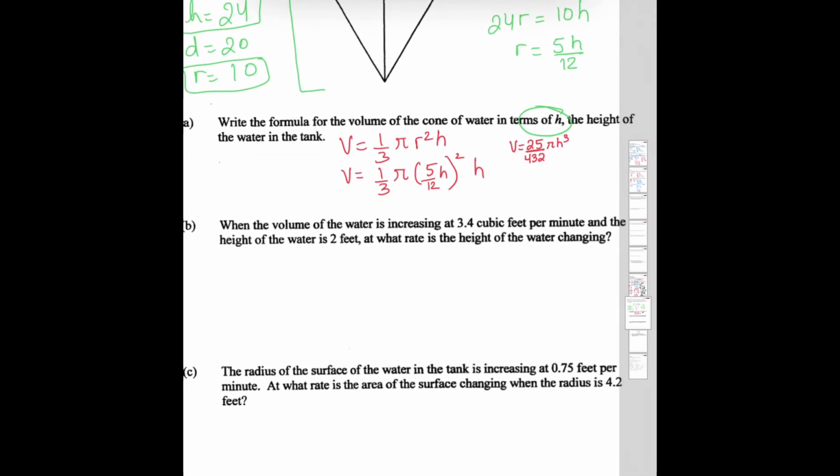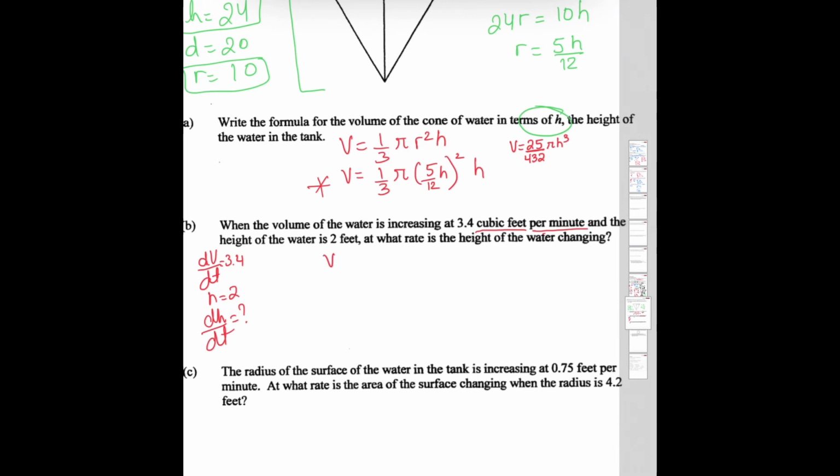Now it's saying when the volume of the water is increasing at 3.4 cubic feet per minute. Again, look at the units, cubic feet per minute. Per minute is your rate. Cubic feet means volume. So dV/dt is 3.4 and it's increasing, so it's going to be positive. And the height is 2. At what rate is the height of the water changing? So I'm looking for dH/dt. I'm going to use this formula here, right? I don't need to use the one with R because I do not know dR/dt, and I want to find dH/dt.